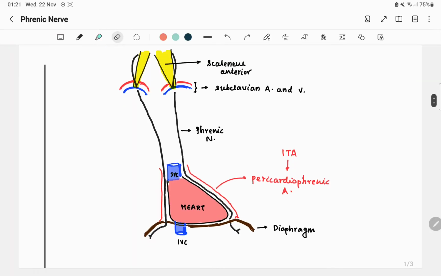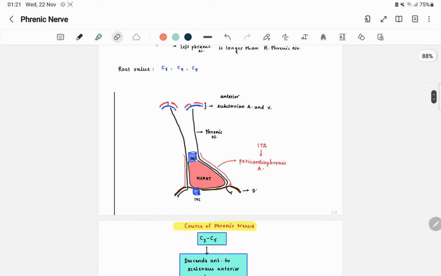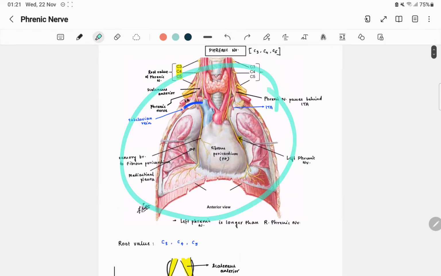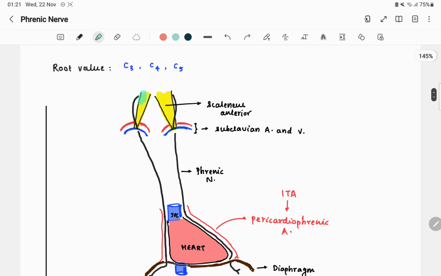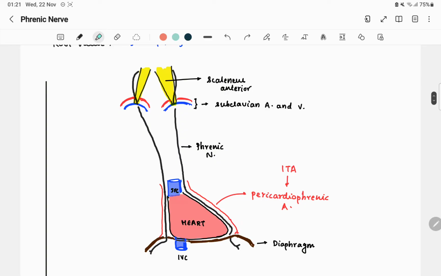Let's discuss the course in this schematic section, because it becomes very difficult to discuss these things in your real-time section. Schematic sections help in every aspect. So you have the scalenus anterior muscle, and you have the subclavian artery and the vessels below which the phrenic nerve is passing. It is descending in front of the scalenus anterior muscle, but passing between the subclavian arteries and the veins.